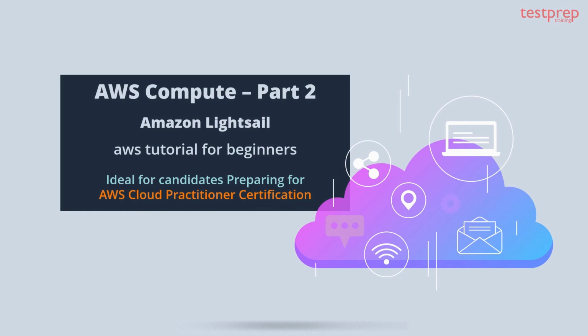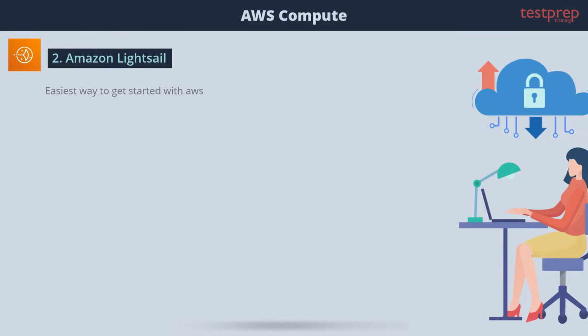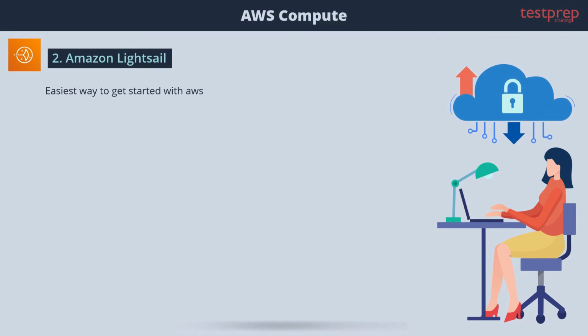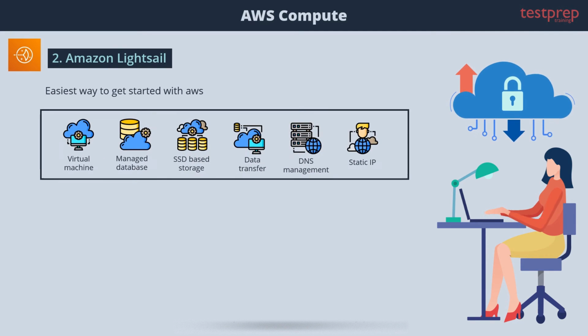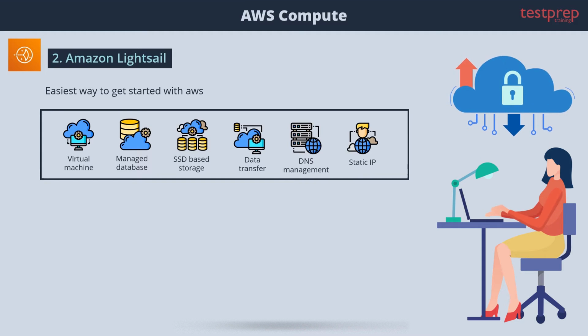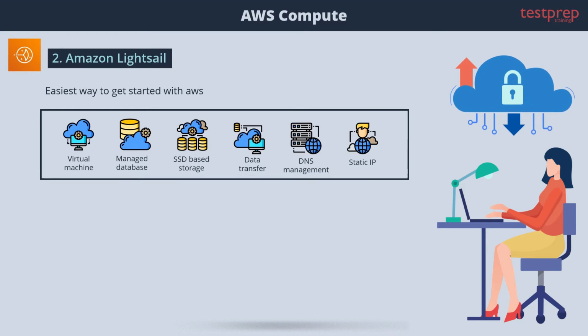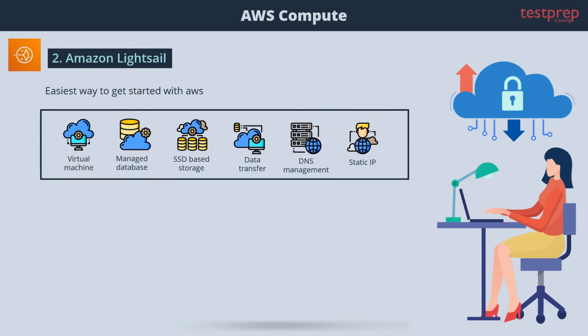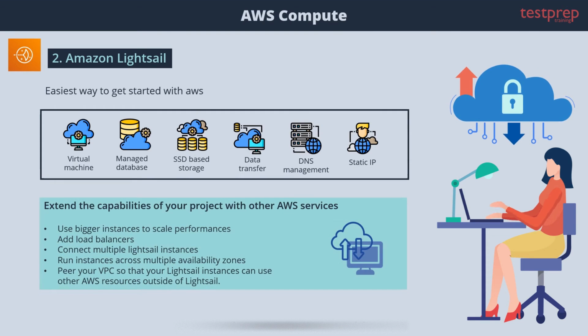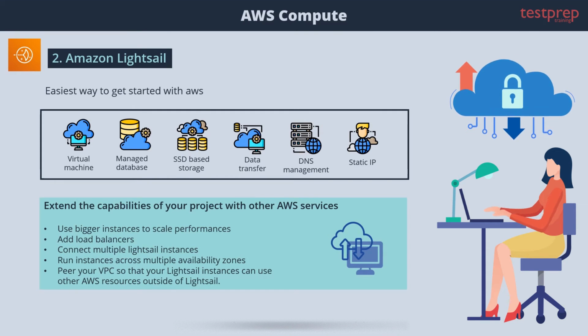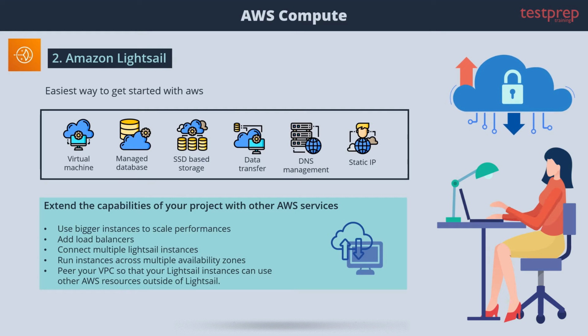Next popular and main service in AWS, is Amazon Lightsail. Lightsail is the easiest way to get started with AWS. It has everything you need to get your project running in the cloud. Lightsail includes everything you need to launch your project quickly. It has a virtual machine, a managed database, SSD-based storage, data transfer, DNS management, and a static IP, for a low, predictable monthly price. You can also scale your application or website over time, and improve its availability and redundancy, by adding other Lightsail resources.